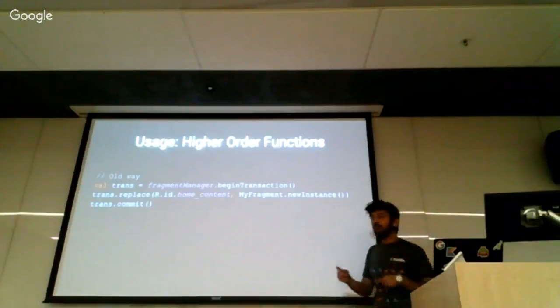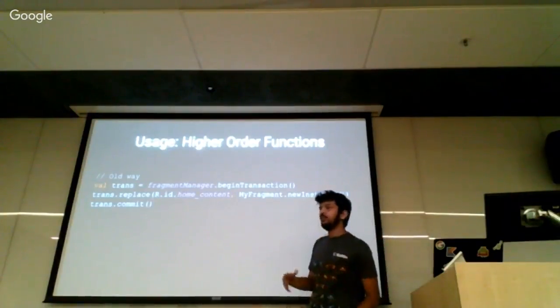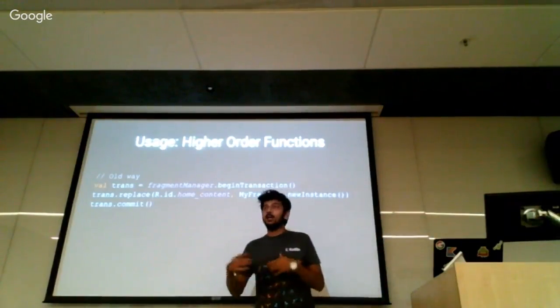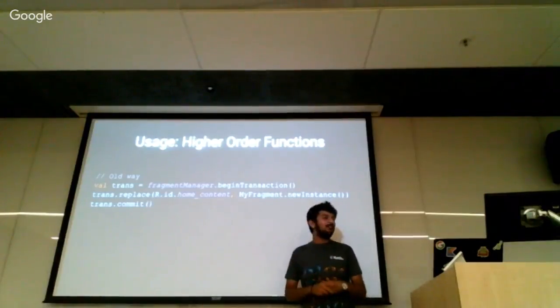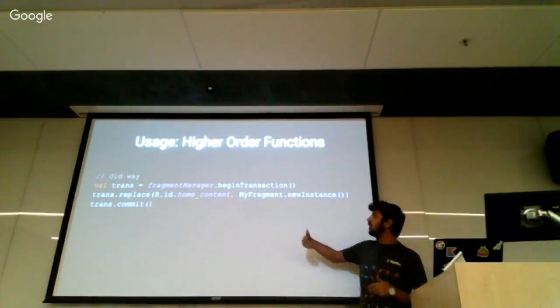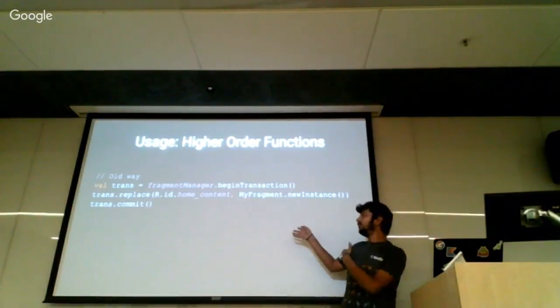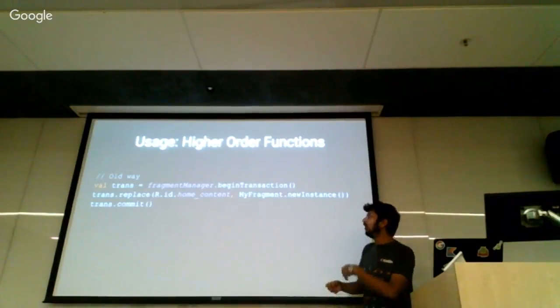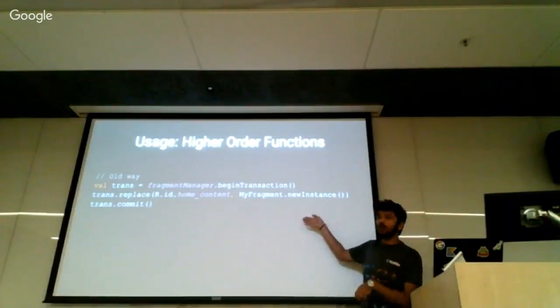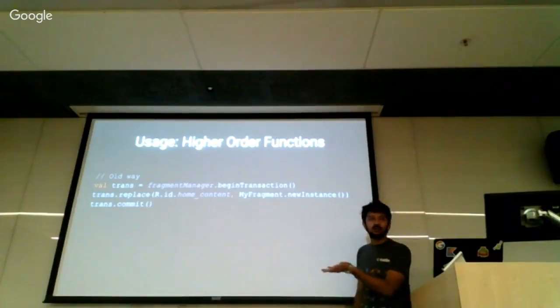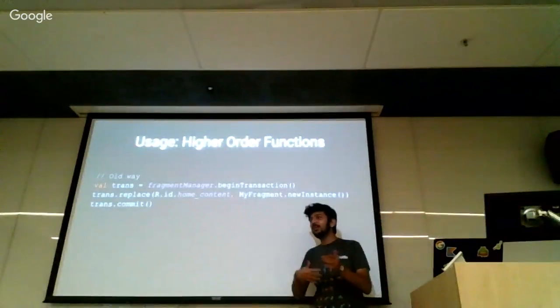Everyone, we use fragments. It's like a de facto standard for UI dynamic reuse in Android. And we set the fragment using this. We get the fragment manager. We begin the transaction. We then do our operation, in this case, replace. We replace the view home content with our my fragment, right? And we commit the transaction. So it's like a ceremony kind of API.